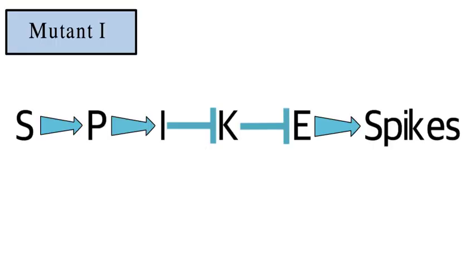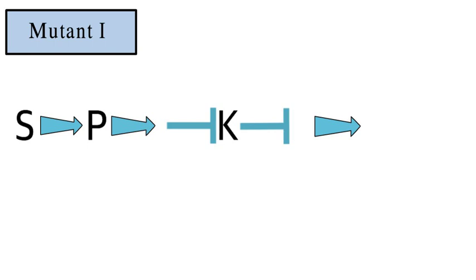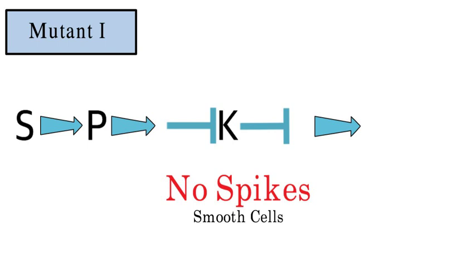Now let's observe a mutation involving the I gene. If I is removed, S is still able to activate P. The K will be present since it is not inhibited by I. Therefore, the K gene will inhibit E, which will result in the spikes not being produced. If we no longer have I, we have no spikes and the cells will be smooth.